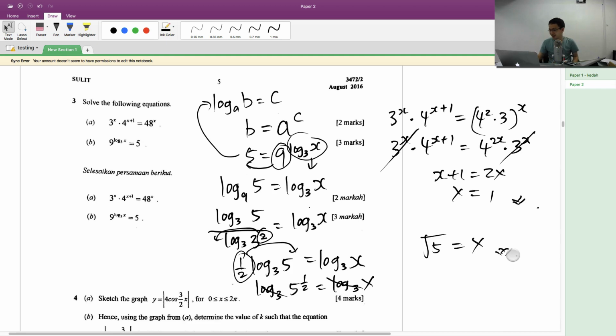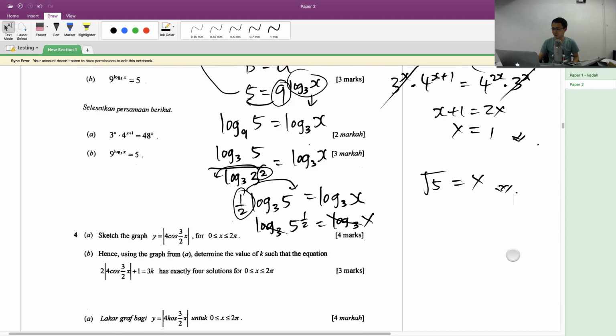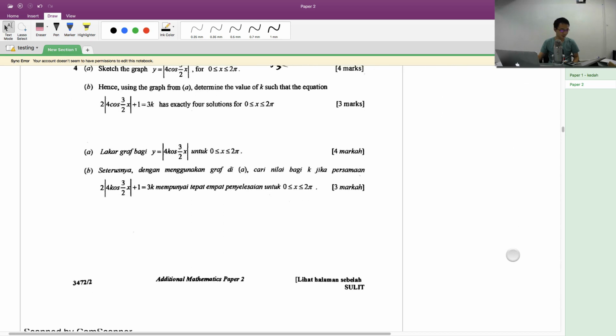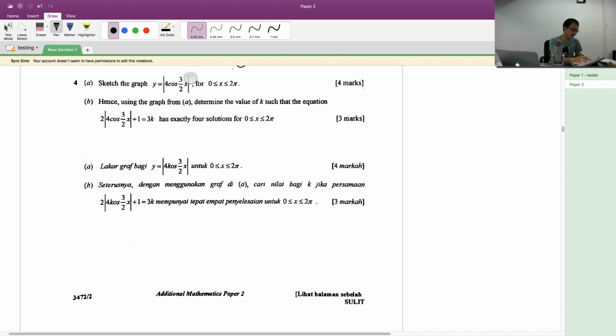Okay, if you have no problem, I will keep moving on. For this one, they ask you to sketch the graph. First thing is you have to understand what modulus means. Modulus means everything in the positive zone. If I want to sketch this one really fast, of course you have to draw it with a ruler. Of course over here I don't have the ruler.